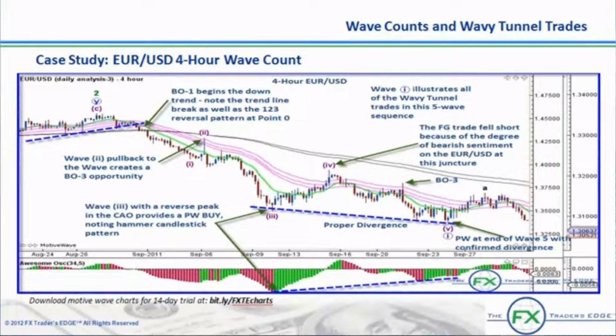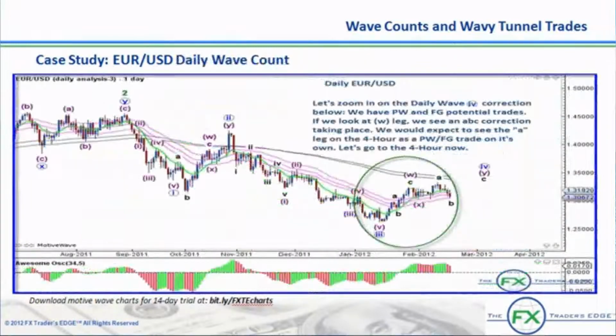On the next slide, we are going to skip to blue circled wave 4 on the daily chart and zoom in on that corrective pattern. Let's look at the daily wave 4 correction below. We first notice that we have PW and FG potential trades. This is the PW and this is the FG.